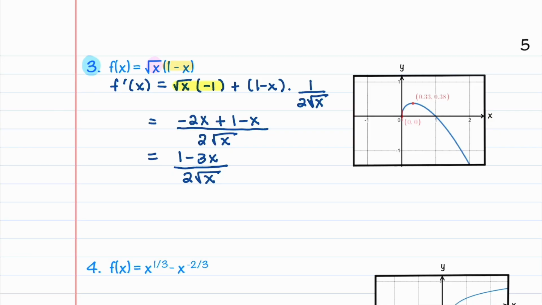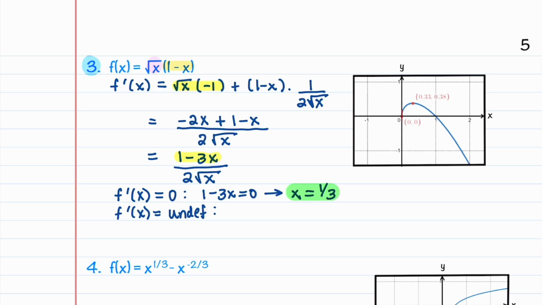We are first going to check where the derivative is equal to 0. So we're going to take the numerator and set it equal to 0. So we have 1 minus 3x is equal to 0. And this gives us x is equal to 1/3. So that is a critical value. Now we're going to see where our derivative is undefined.